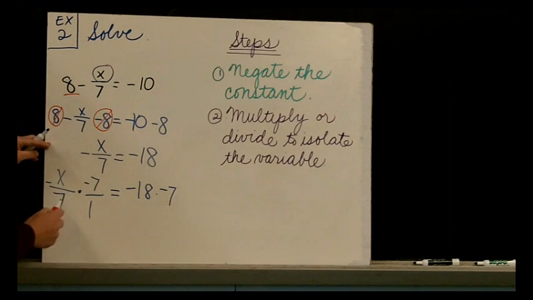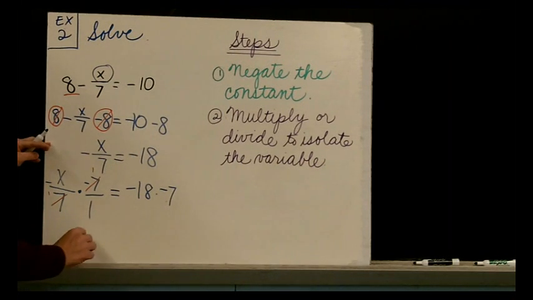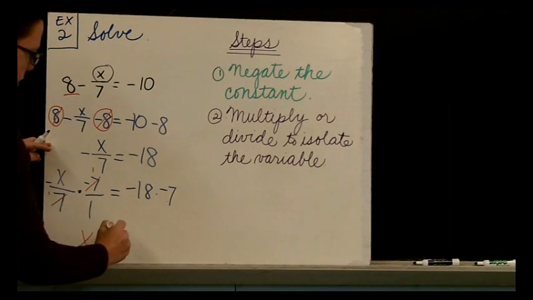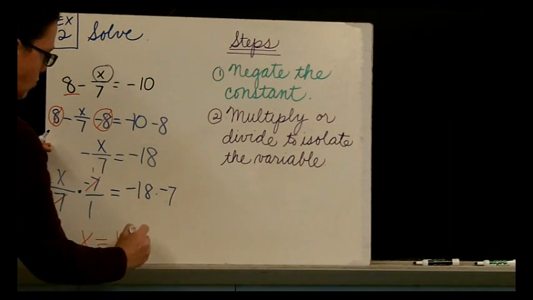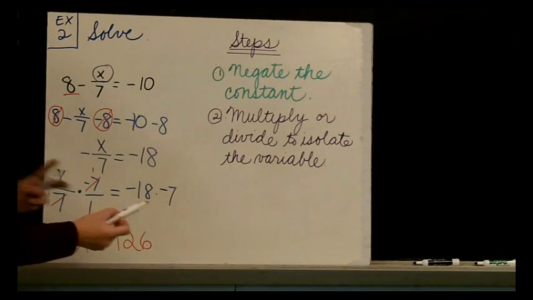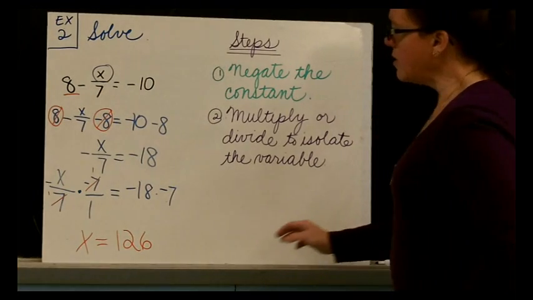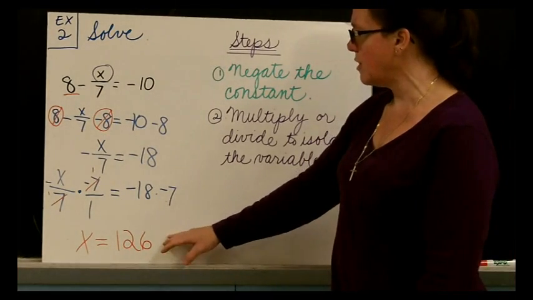Let's go back to the left. This negative 7 and negative 7 cross-simplify, and that leaves us with just x. And here a negative 18 times a negative 7 gives us a positive 126. And there's our solution. x equals a positive 126.